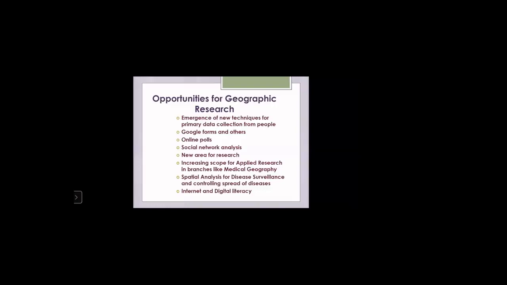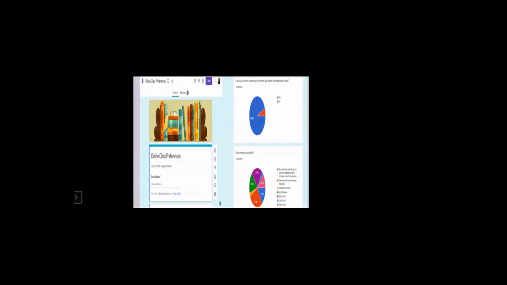But all these opportunities that I've mentioned to you are possible only if you have some amount of internet and digital literacy. See, this is a Google form which I prepared last week just to get information about the online preferences of my students, like what they prefer and which mode of teaching should be adopted. It took me hardly 12 hours to collect this information from 35 students, because they were all digitally literate. They were very fast with using the internet, and this helped me to collect the entire data.